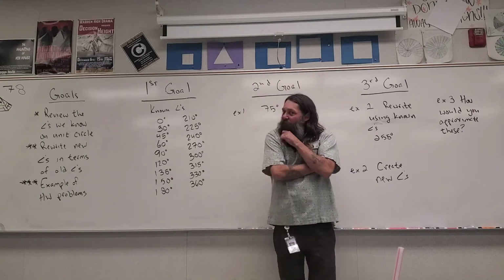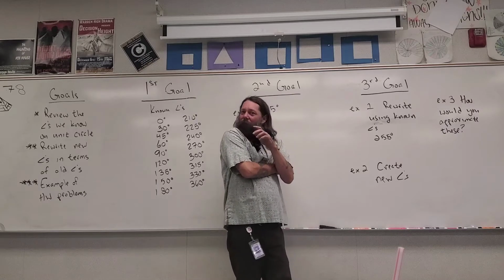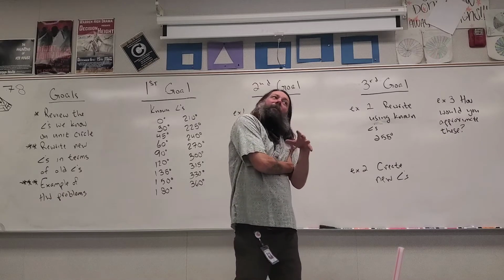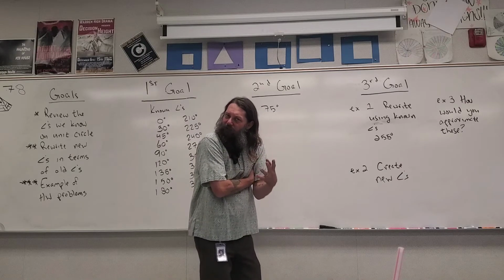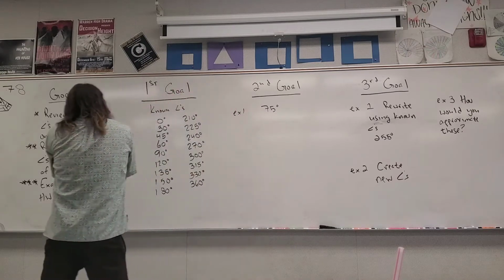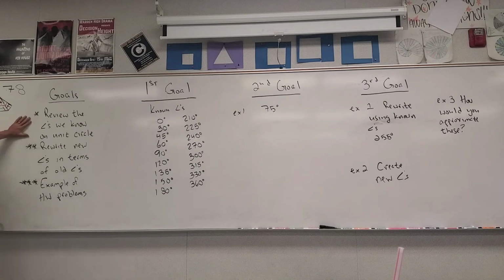But in Chapter 5, what we're going to do is use what we know to create new angles, to build new angles. Let's go ahead and talk about our goals here. We're going to review the angles that we know on the unit circle. We're going to rewrite the new angles in terms of old angles. And our third goal is examples of the homework problems.